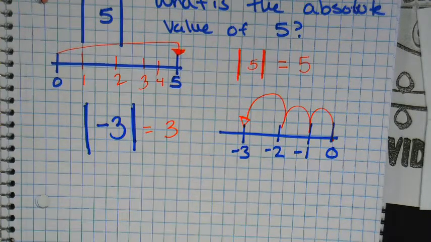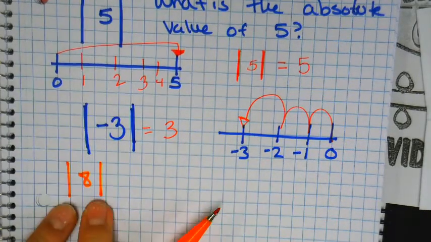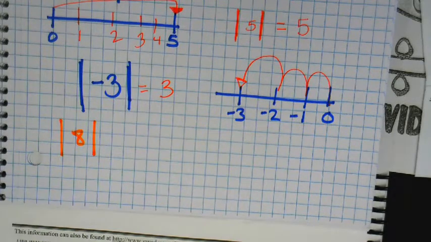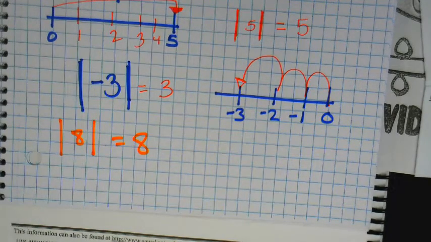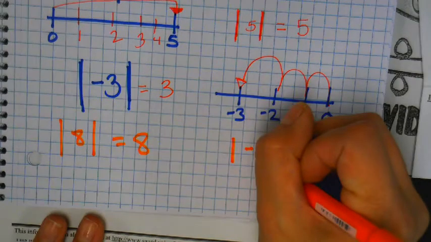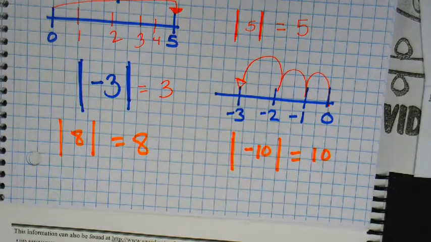All right. So let's do, what's the absolute value of 8? Make sure that your bars look bigger than your number. Okay. So you start at 0 and you go to 8. How many hops? 8. That's it. What's the absolute value of -10? 10. Is there such a thing as negative 10 miles? No. So because absolute value is distance, your answer will always be positive.